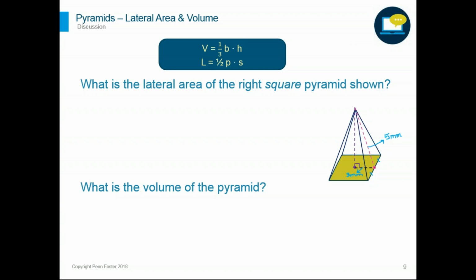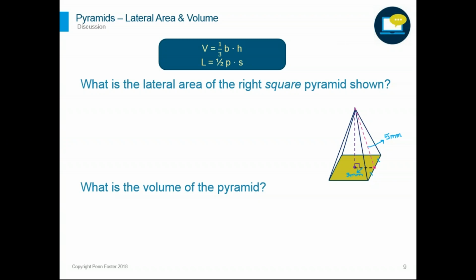Let's take an example with the pyramid that we see on the screen. This question, if I'm not mistaken, is part of your study unit. So that is an example given within the lesson. So the question is asking, what is the lateral area of the right square pyramid shown?